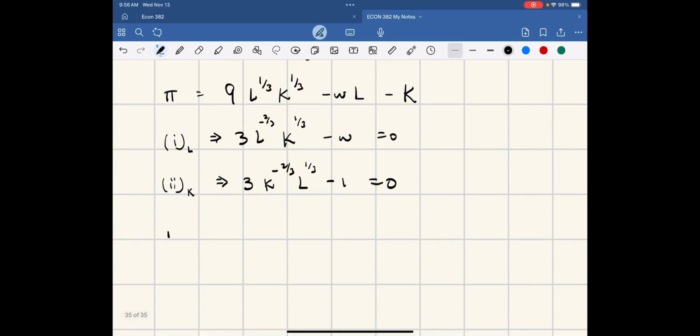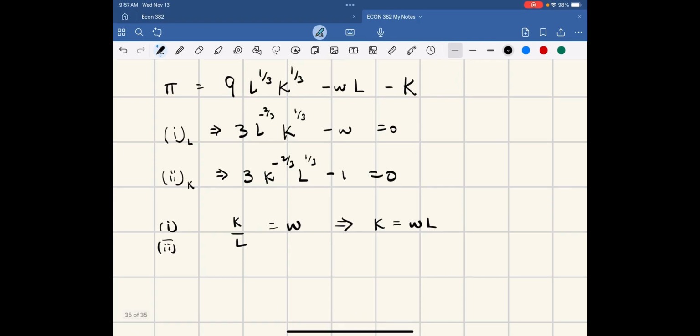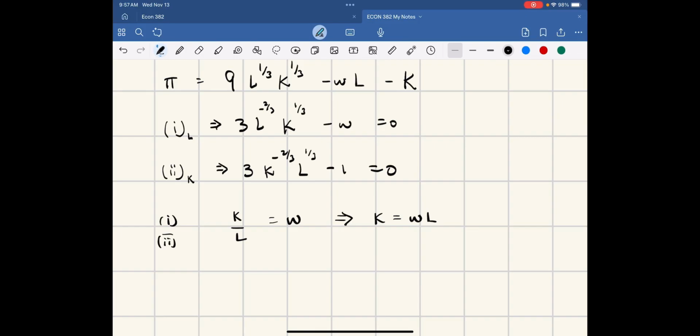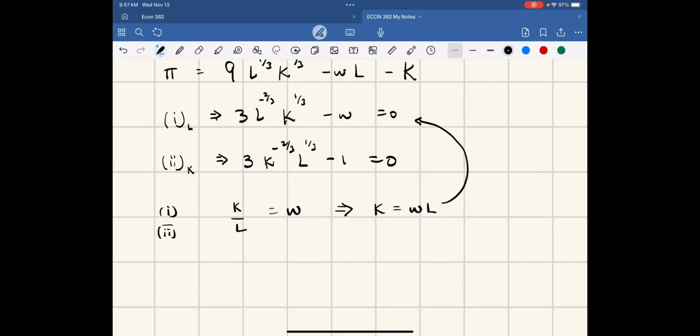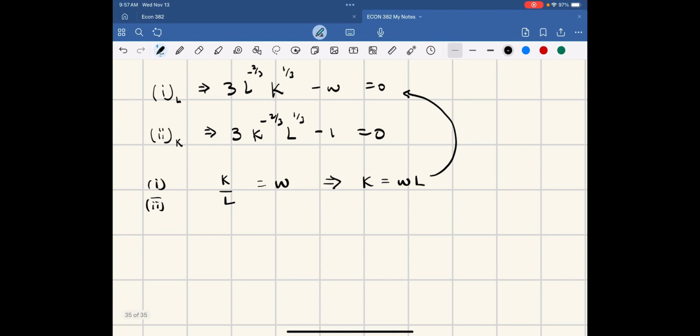Now we can divide the first order condition by the second, and this will lead us to K over L is equal to W, which implies that capital is equal to W times labor. Now with this, we can substitute that back into the first order conditions. You can do either one. So we're going to plug it back into this first order condition where we see capital. And that implies that we get 3 L to the negative 2/3 times W L to the 1/3 equals W.